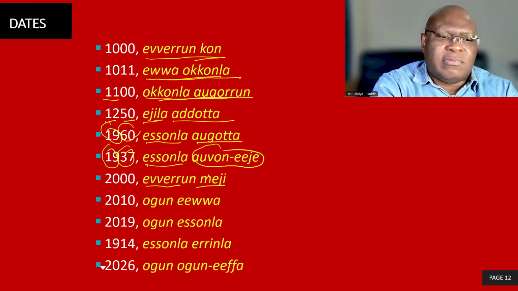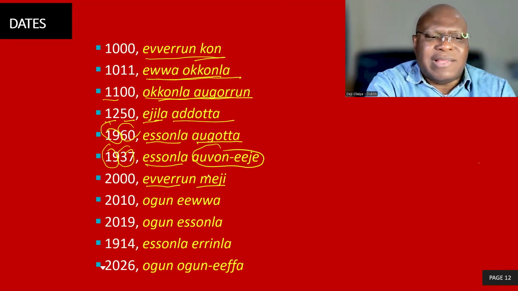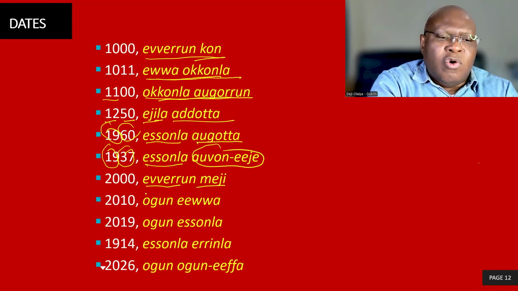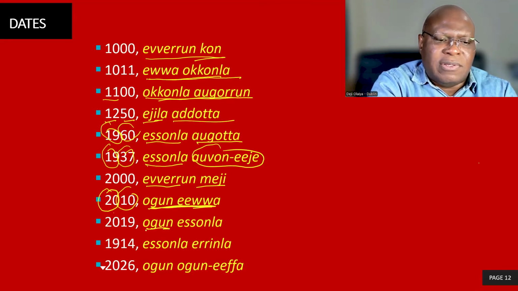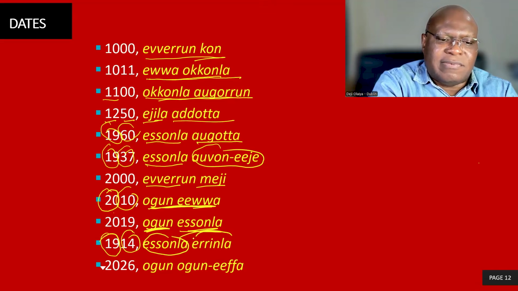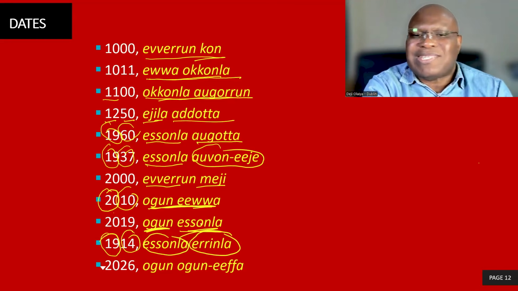Ẹgbẹ̀rún méjì. What about 2010? Ogún ẹ̀wá. What about 2019? Ogún ẹ̀sánlá. What about 1914? Ọdún ẹ̀sánlá ẹ̀rìnlá. 19 ẹ̀sánlá, 14 ẹ̀rìnlá. What about 2026?